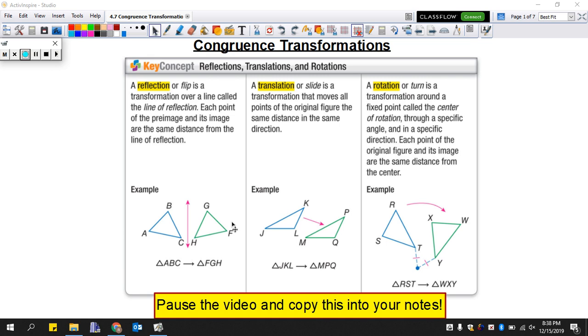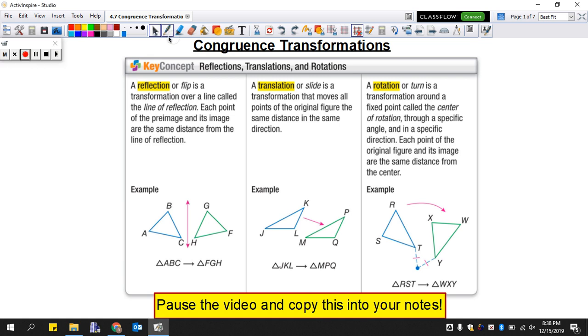In this lesson, we're going to talk about congruence transformations. There are three basic kinds of transformations that we're going to learn how to identify. The first one is a reflection. Another name for reflection is a flip. It's basically taking your object and flipping it over a line that's called the line of reflection.